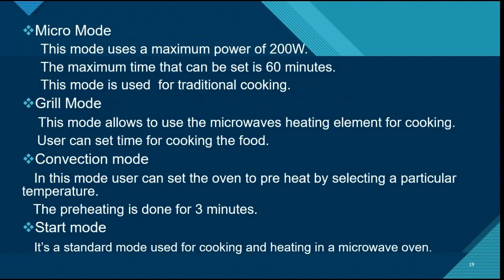And the modes are: micro mode. This mode uses a maximum power of 200 watts and the maximum time that can be set is 60 minutes. This mode is used for traditional cooking. Grill mode. This mode allows using the microwave's heating element for cooking things like meat. Convection mode. In this mode, the user can set the oven to preheat by selecting a particular temperature. The preheating is done for 3 minutes. Start mode. It is the standard mode used for cooking in a microwave oven.